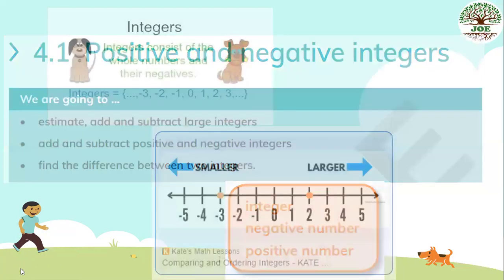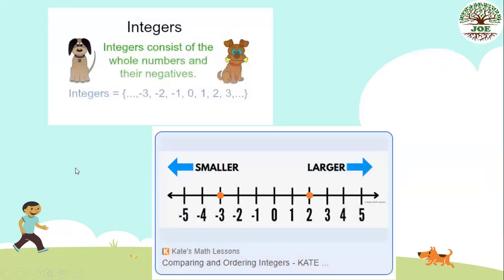Let's see. What are integers? Integers consist of the whole numbers and their negatives. So integers are -3, -2, -1, 0, 1, 2, 3, including 0. Both negative and positive numbers and 0 are integers. All of them are integers.